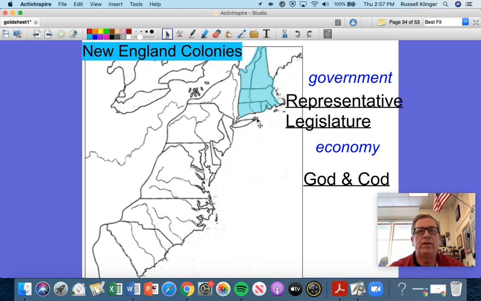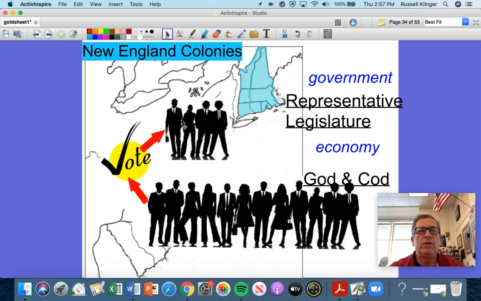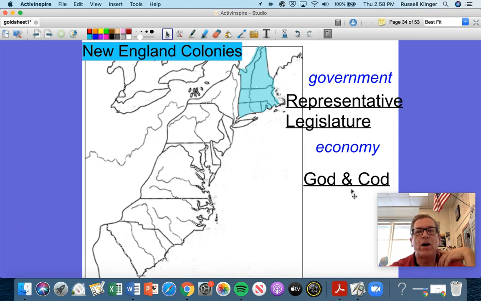Now the New England colonies, pretty much where you see this area here, where Connecticut and Rhode Island are, the type of government they had was called a representative legislature. We're going to talk more about this, and you're going to read more about this, but basically it was a representative form of government where people were chosen by members of the colonies of New England to represent them, but it was based on an English model. So they were still, at this point, loyal to the English crown, and they were still using English law. The type of economy that they had was called a God and cod economy. So religion and the cod fishing industry.